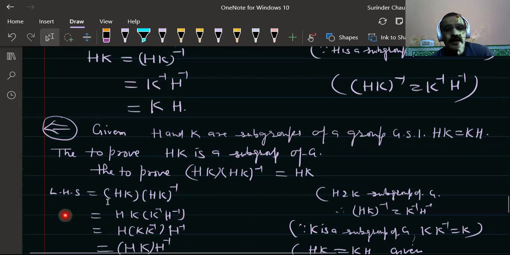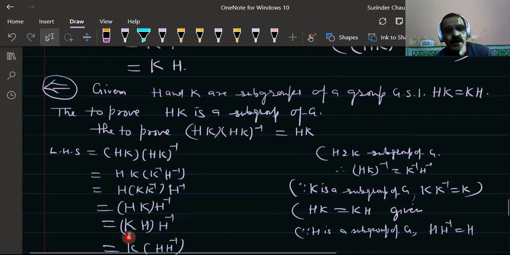We'll take a different approach. To prove HK is a subgroup, we have to prove (HK)⁻¹ equals HK. Since H and K are subgroups, they are subsets, so (HK)⁻¹ equals K⁻¹H⁻¹. Since K and H are subgroups of G, K⁻¹ is equal to K and H⁻¹ is equal to H. So (HK)⁻¹ equals KH.